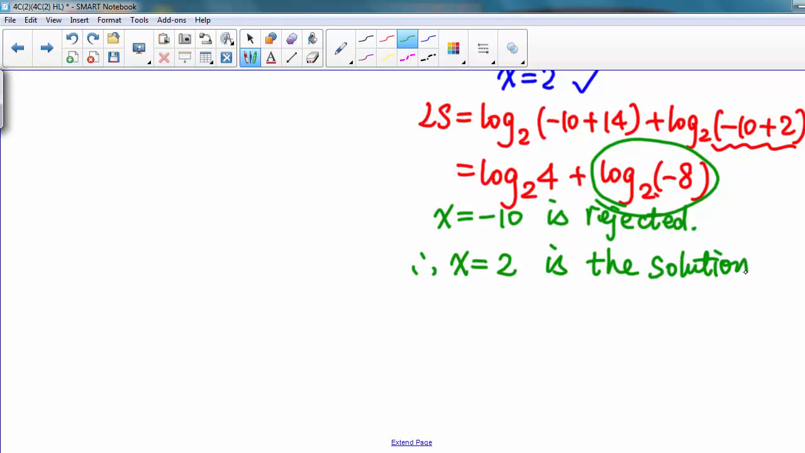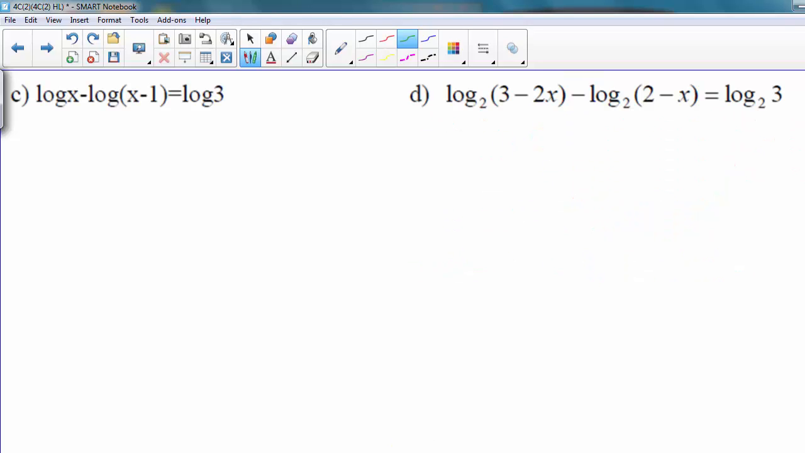Okay, so that's how we can solve the log equations. I'm not so sure if you guys can have a try yourself in C and D. Let's look at how we can solve for x in C. I need to combine these two logs into one log. So it's log with the minus in the middle. We know this one is the quotient law, so we need to divide the arguments when we combine the logs into one log.